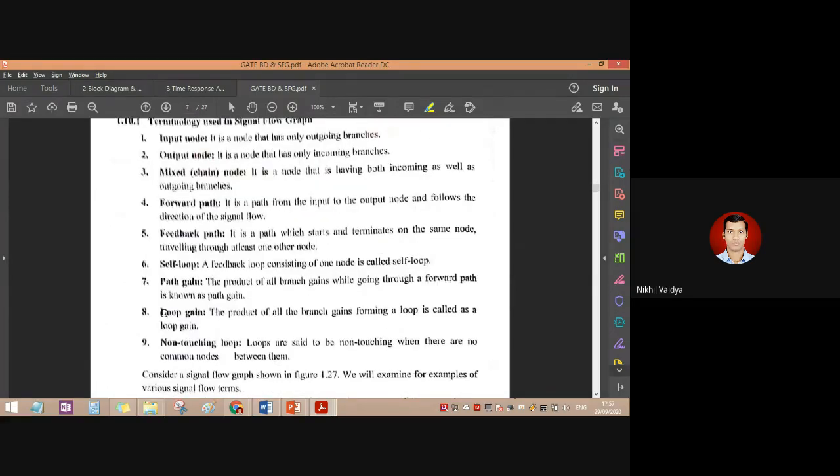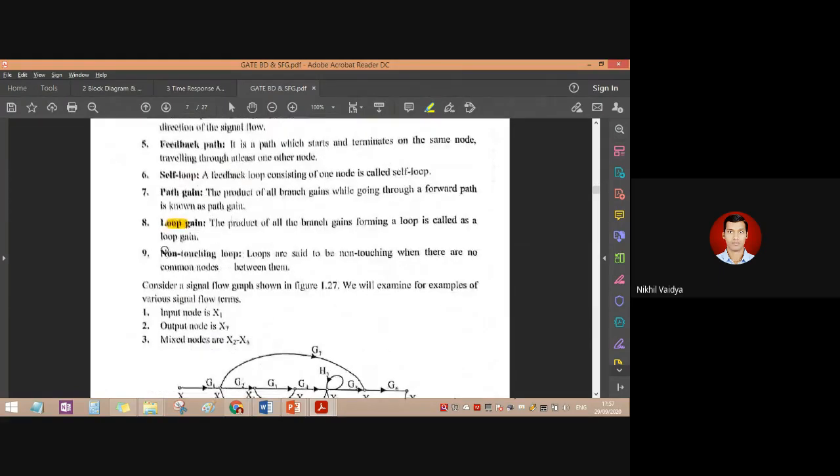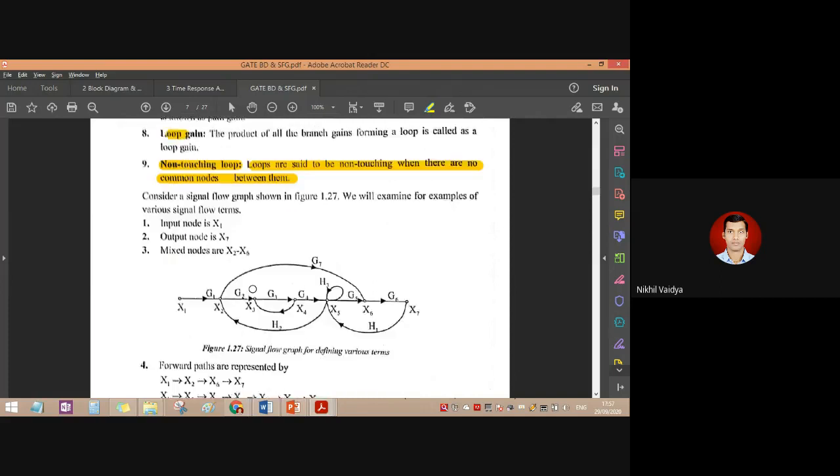This is loop gain. Next, non-touching loops. Now which are called non-touching loops? Loops are said to be non-touching when there are no common nodes between them. Then they are called non-touching loops. Okay, so now we will see this example.